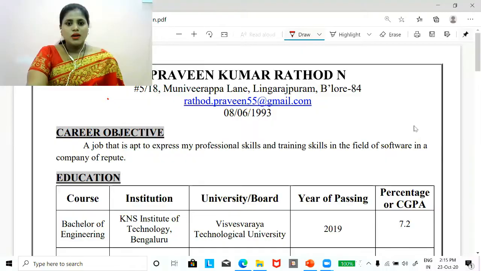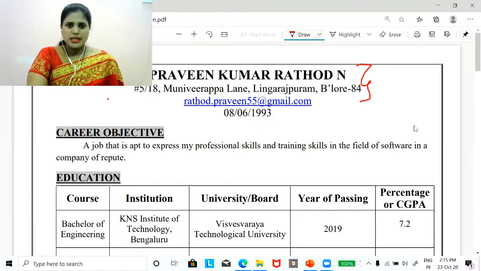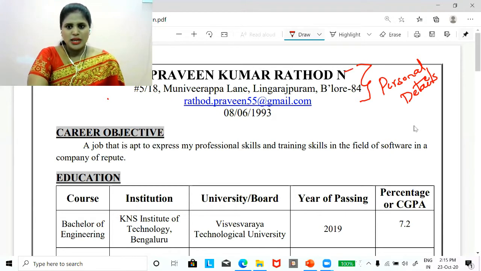Let's get started. The first section, my dear friends, as you can see on the screen, is actually called the personal details section. So what information are you supposed to mention under personal details? Starting with your name, followed by your address and your contact details, like your email ID and phone number.